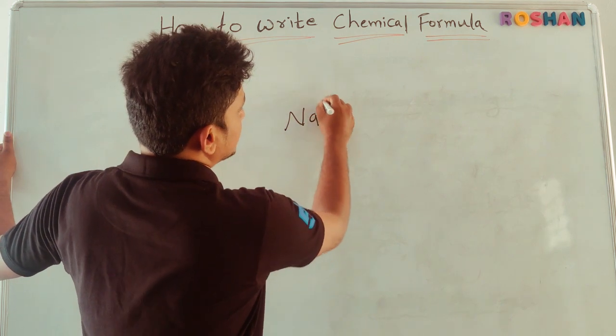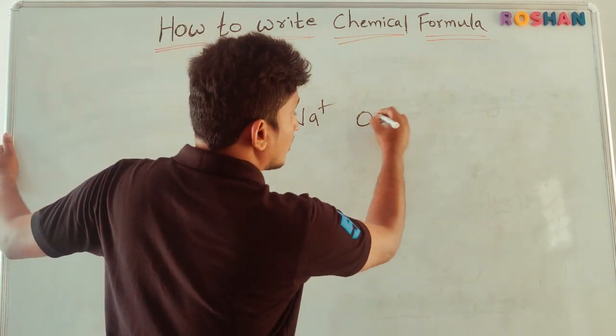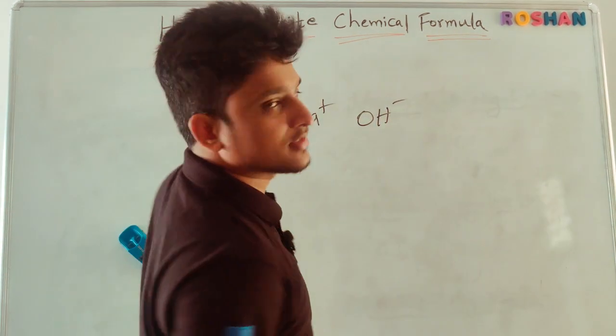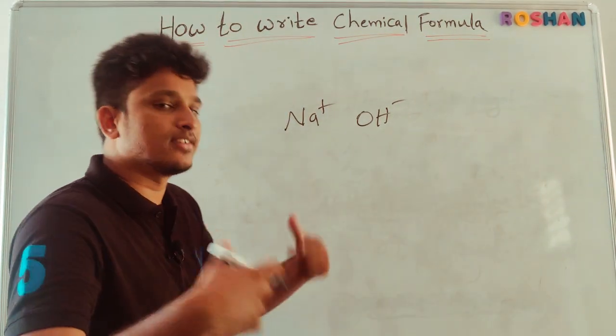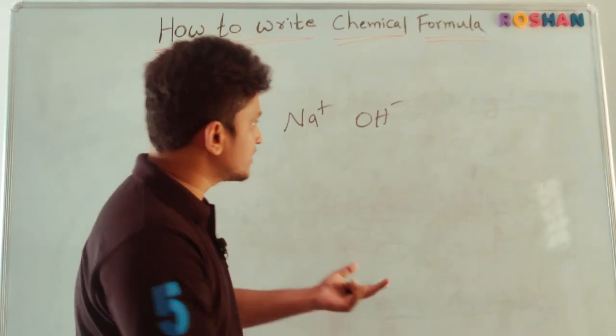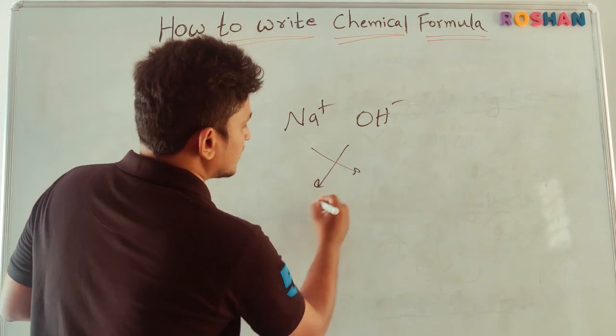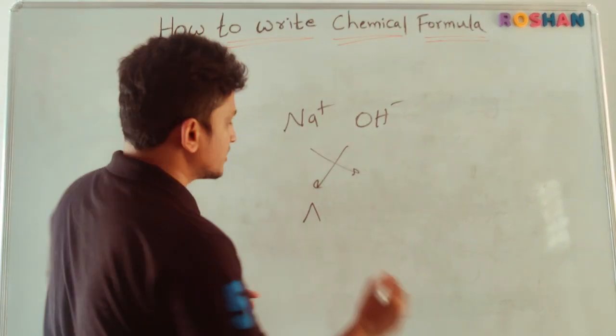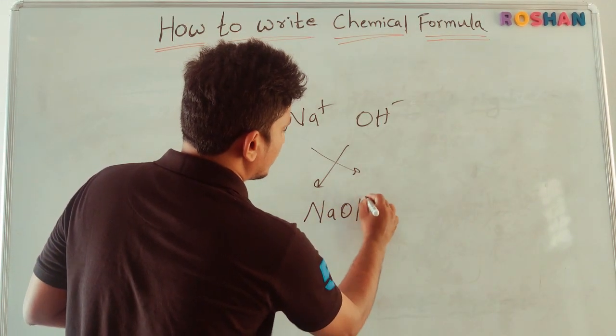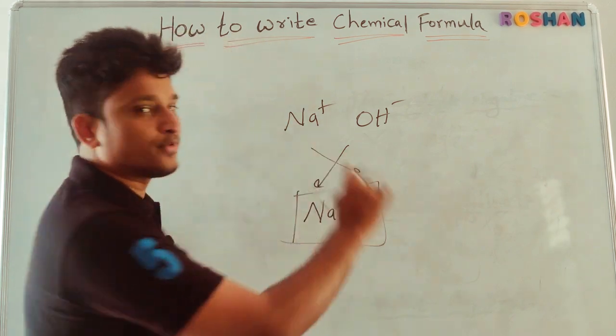Sodium ion, which is Na plus, right? Hydroxide ion, OH minus. So what is the formula? According to the crisscross technique or according to the neutralization, you find the answer. Plus 1 minus 1, 1:1 ratio, sir. No, NaOH directly. Sodium hydroxide is the formula.